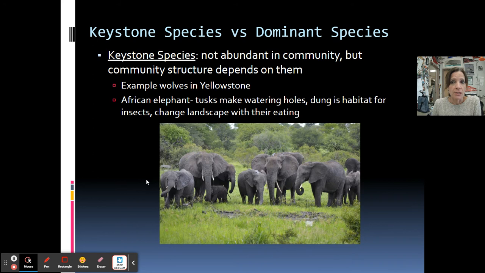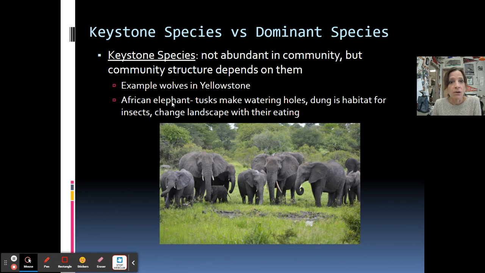So keystone species versus a dominant species. We'll watch a little video on these wolves, but keystone species are not very abundant in a community, but the structure of that community depends on them. So they're not very abundant or common, but they do so many things that change all the different trophic levels. An example would be the wolves in Yellowstone. And we'll watch a video on this. The wolves eat the prey, the elk, and cause the elk to move and migrate, which changes the vegetation, which then changes the streams, and it's really interesting.